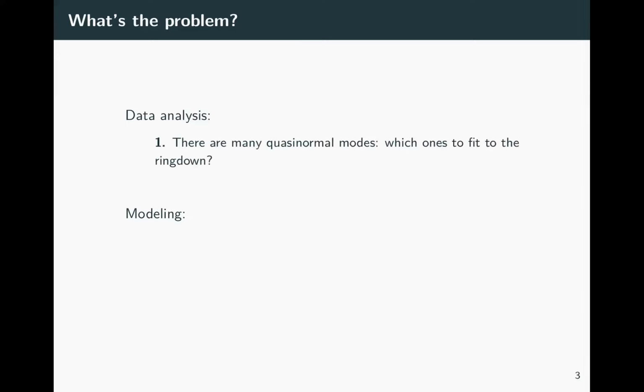First, there are many quasinormal modes. In fact, there's an infinite family of QNMs. So which ones are you going to fit to data? You can't just fit all the QNMs. That's too big a parameter space. So which ones do you pick? Also, when does the ringdown start? When do you begin your analysis? Is it at the peak of the strain? Is it a bit later?